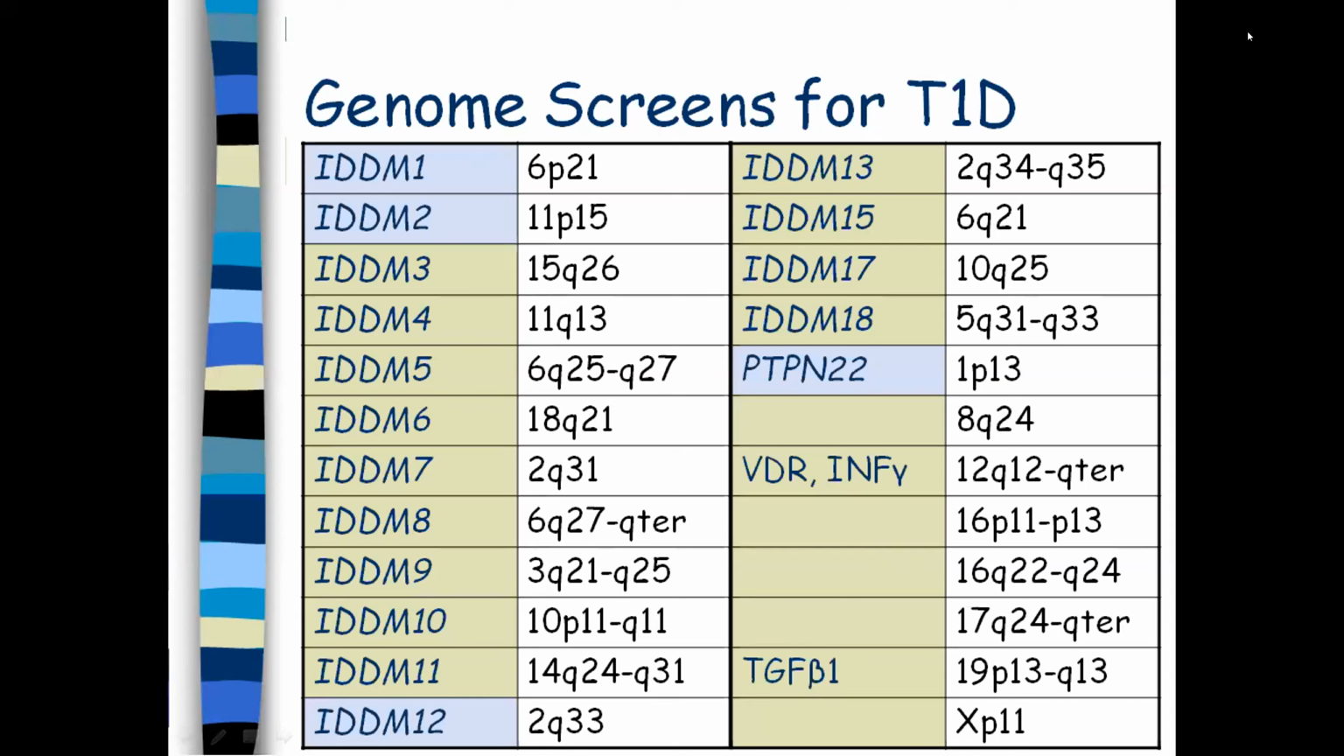So there are various genes which are responsible for screening of type 1 diabetes. In that, M1 to M13, M14, M15, M17, M18, then PTPN22, VDR, interferon gamma, and TGF beta 1, that is transforming growth factor beta 1.